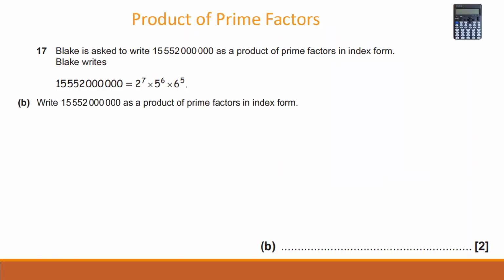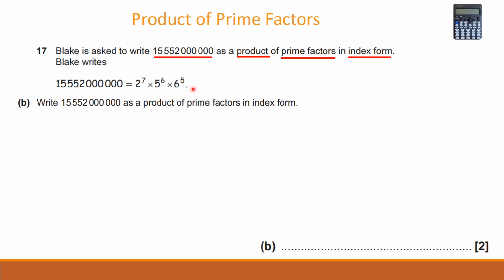This is a question of product of prime factors. We're going to be looking at the keywords in the question. To start with, you can see we have a really large number here, 15,552 million. You've got to write it as a product of prime factors in index form. You can see this number has been written as 2 to the power of 7 times 5 to the power of 6 times 6 to the power of 5.